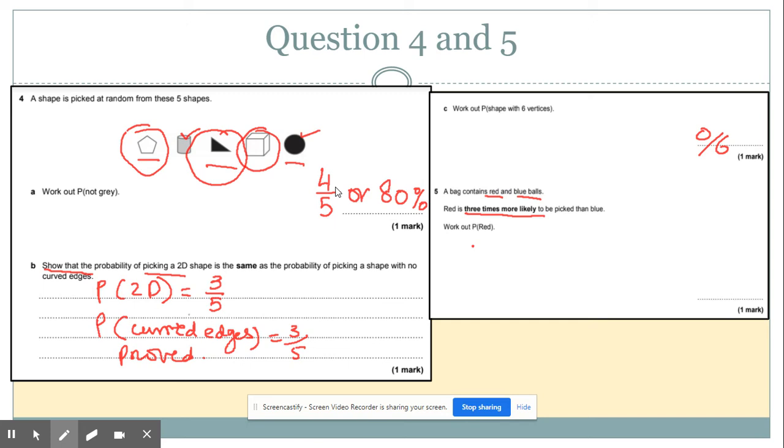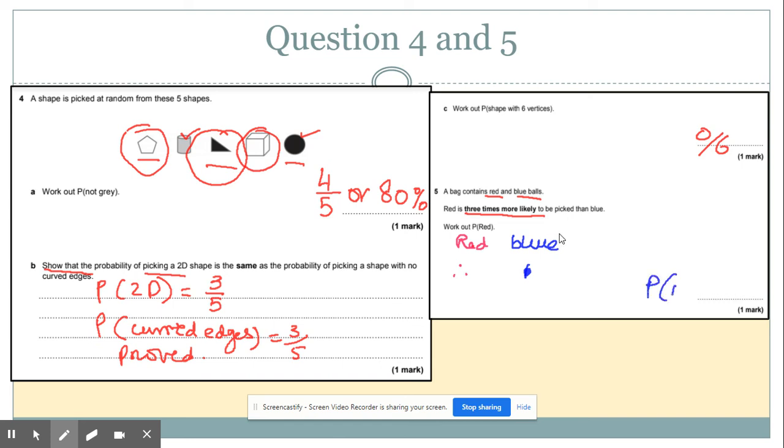So if I just use red and blue pen, it is 3. So if I just write red, 3 dots. And then if I just go to blue, because red is 3 times more, in other words, for every 1 blue, there are 3 reds. So every 1 blue, there are 3 reds. It is 3 times more than blue.